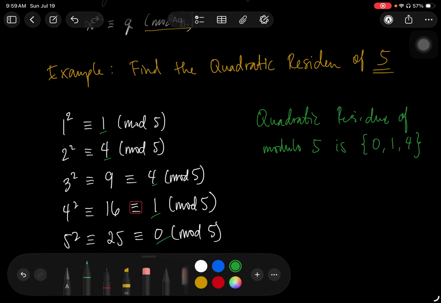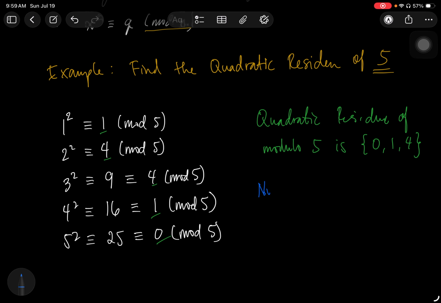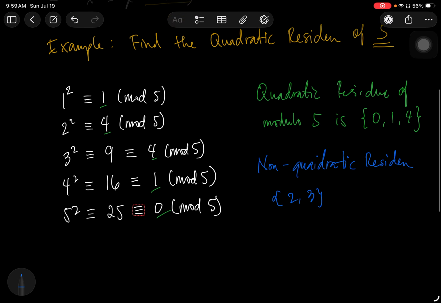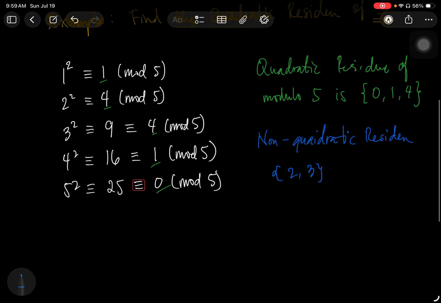On the other hand, the non-quadratic residues are 2 and 3. So that's how you solve for the quadratic residue.